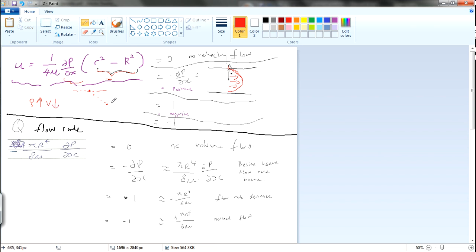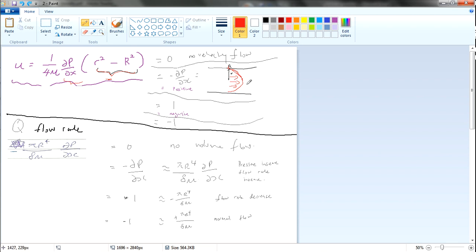So similarly, at this point the pressure is very low and the velocity is very high compared to this point. At this point, pressure is very high and velocity is very low. Okay, I hope I didn't confuse you so far. And this is the velocity profile, so the flow rate will actually go in this direction.